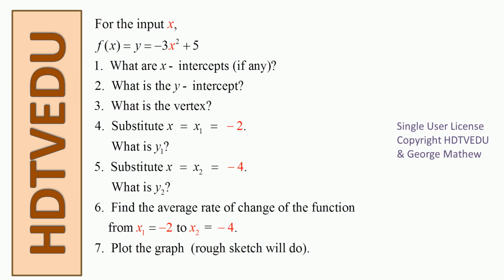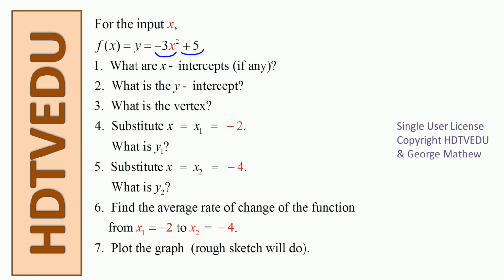For the input x, the function is given by negative 3x squared plus 5. Note that there is no x term. Number 1, what are the x-intercepts, if any? Number 2, what is the y-intercept? Number 3, what is the vertex?